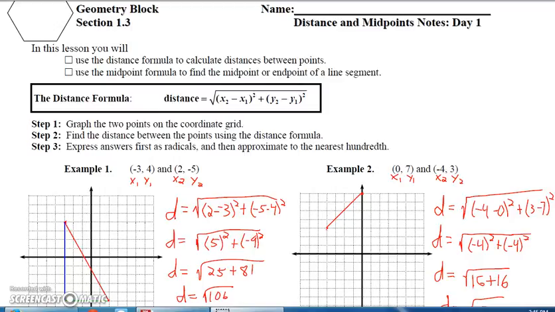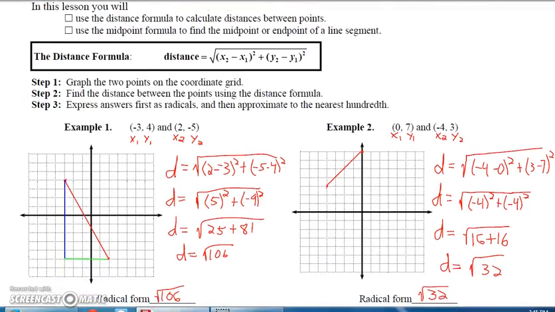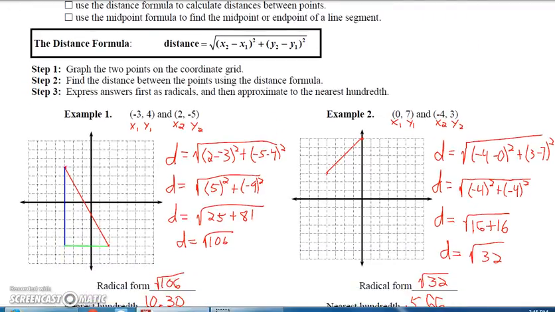Alright, so here we are at 1.3, our last section before our first quiz of the year. We've been talking about the segment addition postulate and distance on a number line, that sort of thing. But now we're going to look at when we have 2 points, we want to know the distance between them. They may be on a coordinate plane, like on example 1 and 2, or you may just have the coordinates.